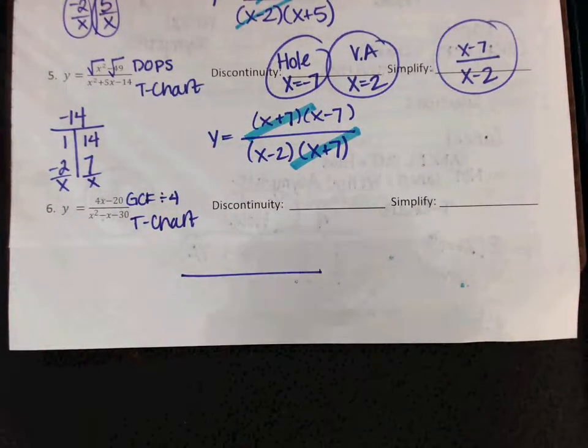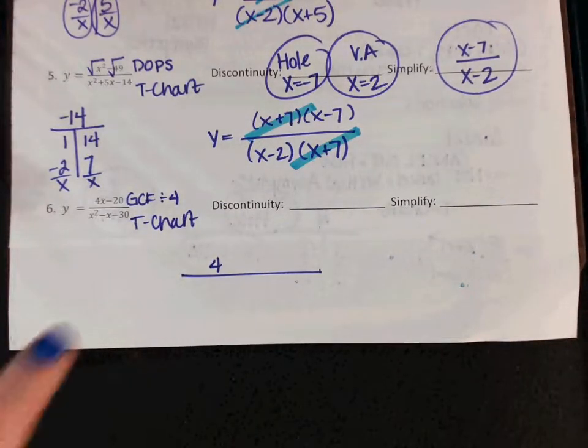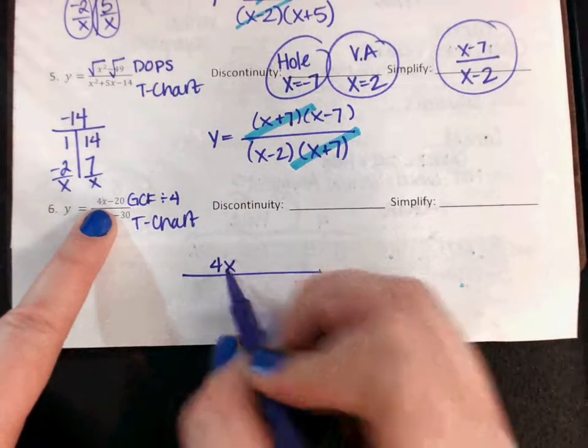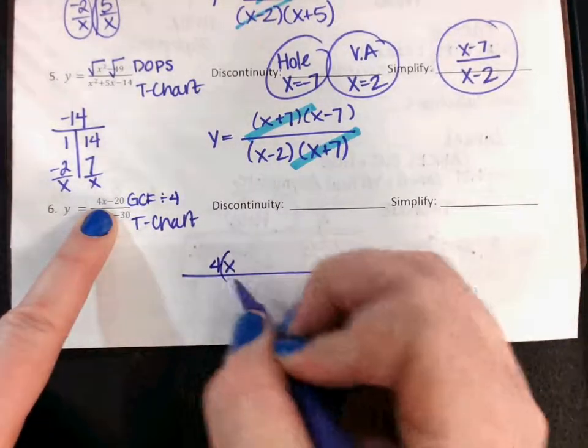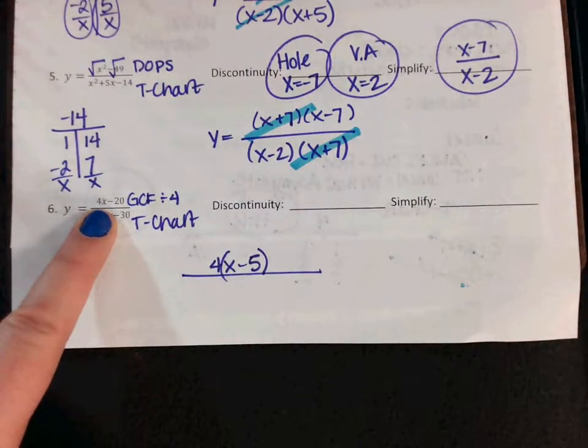Okay, let's do the top first. My 4 goes in the front. Remember, it doesn't just go away. And then I want to divide 4x by 4. What's left over? X. And then 20 divided by 4. 5. Minus 5. Okay, top's done.